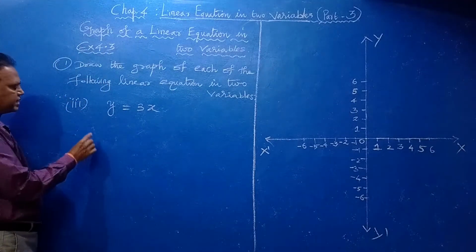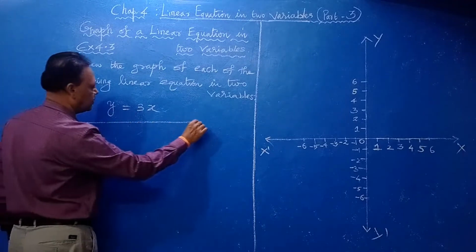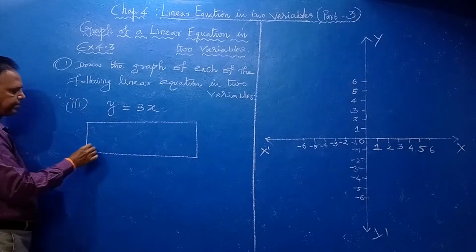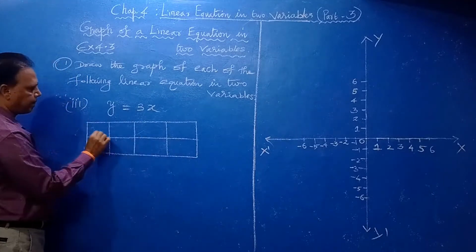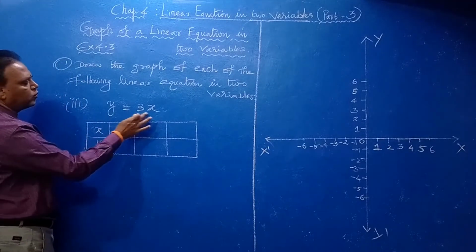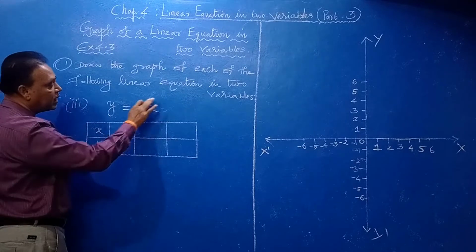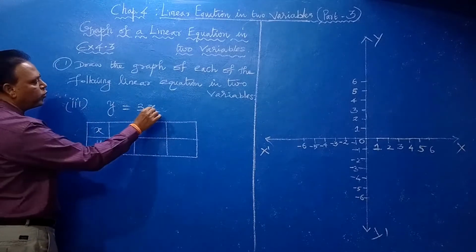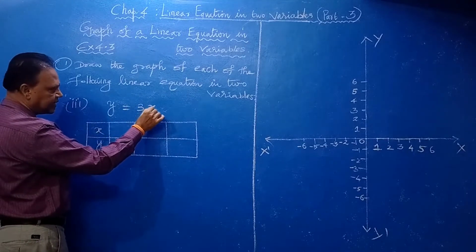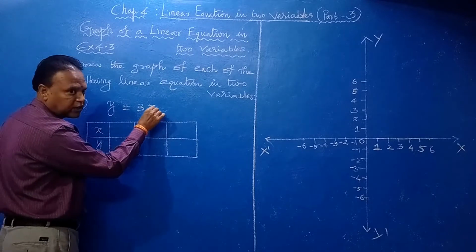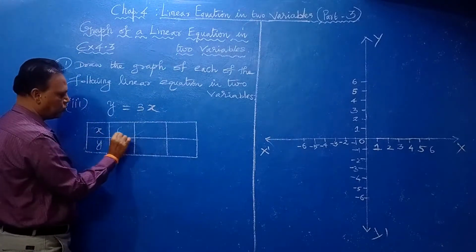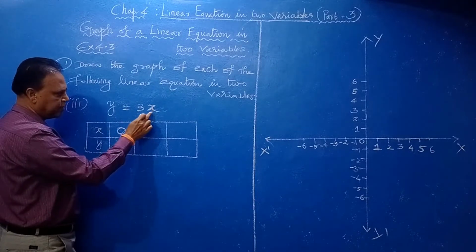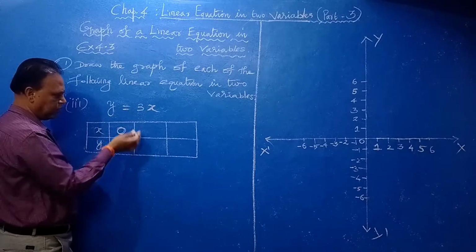You see, now we will check that. Draw the table. Already you have y equal to. So y depends upon the x value. Now you have to put the value for the variable on the right hand side, means automatically you will get y. X is 0. What will be y? 3 into 0? 0. Y also 0.